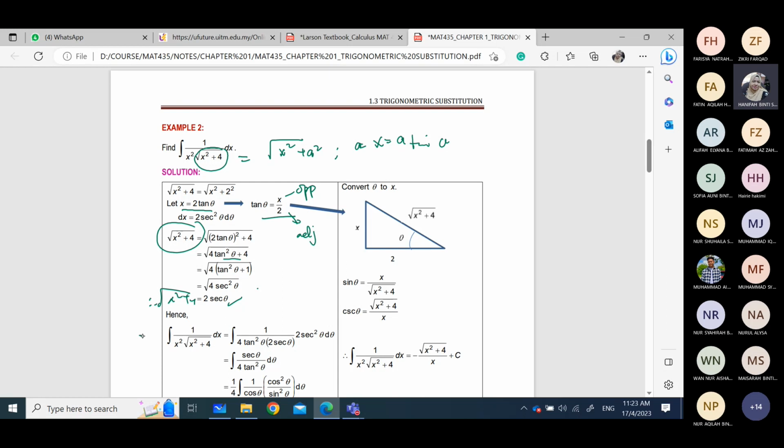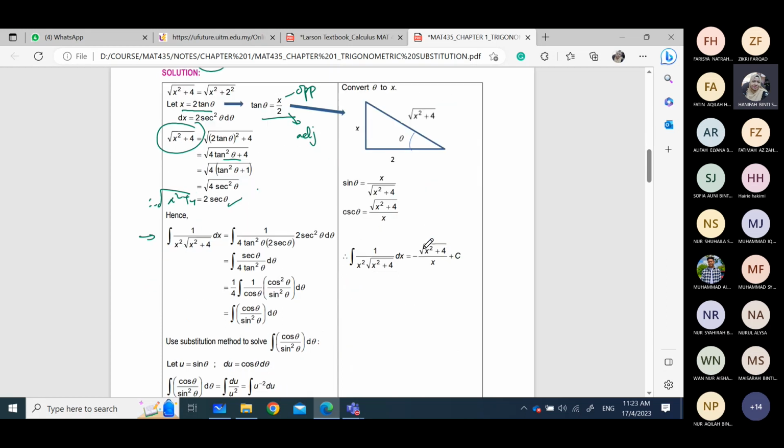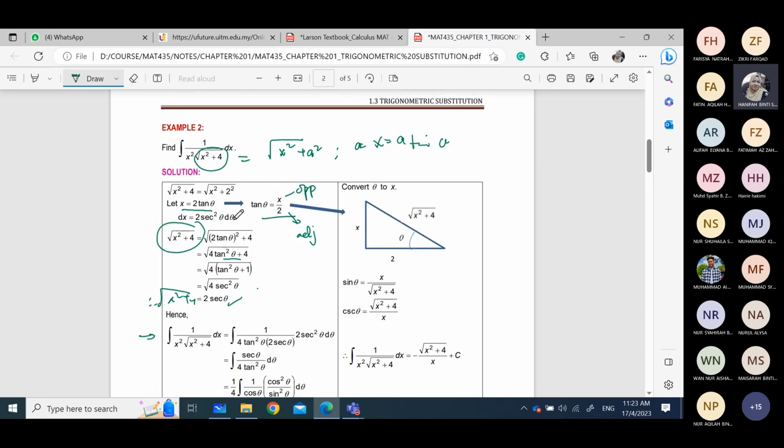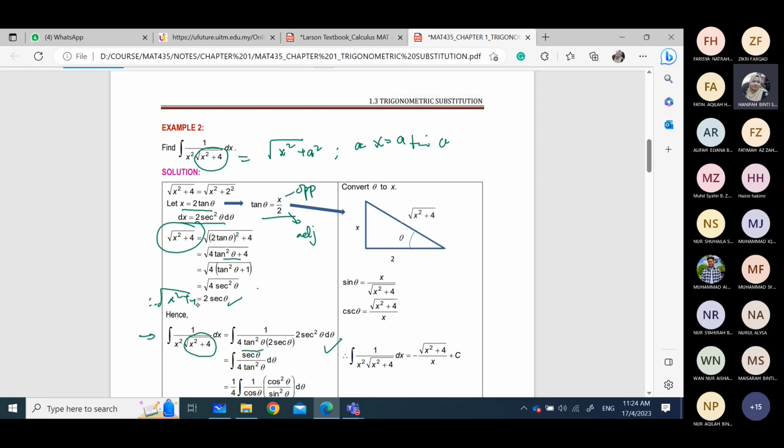So hence kita selesaikan our integral. So 1 over x squared times square root x squared plus 4 dx. Okay, so masukkan je. So dx kita 2 secant squared theta d theta. Ni our dx. So masukkan dalam ni, dan kita dapat 2 secant squared theta over x squared times square root x squared plus 4. So x is 2 tangent theta, therefore x squared here is 4 tangent squared theta, and the answer for square root x squared plus 4 is 2 secant theta. So you just masukkan je.